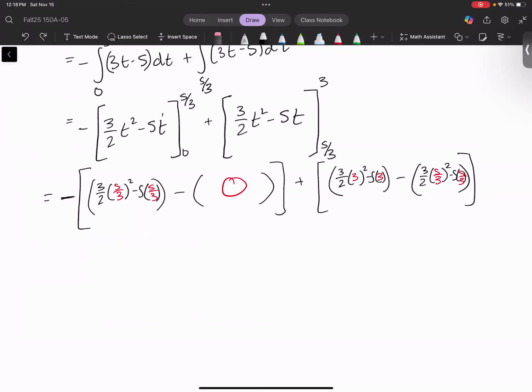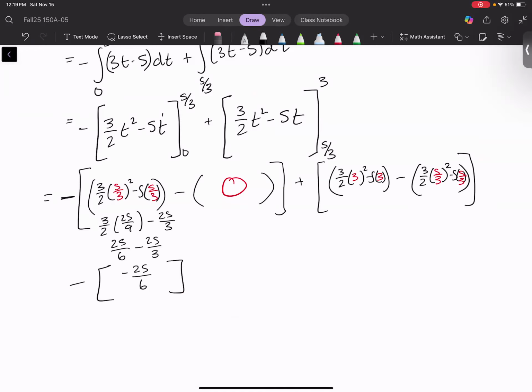And that is following PEMDAS. So let's do this. So I have 3/2 times 25 over 9 minus 25 over 3. It looks like the 3 and the 9 can cancel. That's 25 over 6 minus 25 over 3. So this is negative 25 over 6. Of course, you could plug that in your calculator and turn it to a fraction. That's what you get. But remember, this is all in the brackets with a minus sign out front.